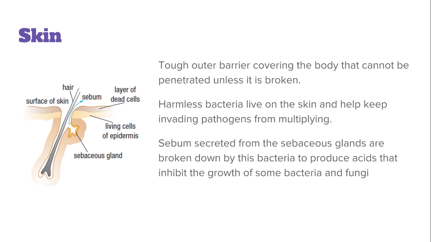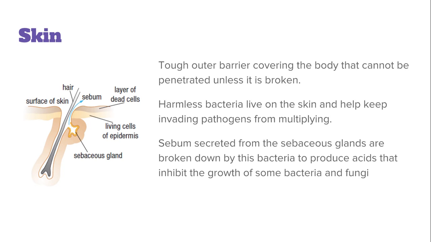One of our first examples of physical defense barriers in the first line of defense is in fact the skin, and it's a tough outer barrier which ensures that nothing can enter the body unless it is broken, so unless we have any cuts that allow anything to enter. There are a large range of harmless bacteria which live on the skin, and this helps to keep any invading pathogens from multiplying. Sometimes we term these microflora, and we're going to be discussing these in a later video.